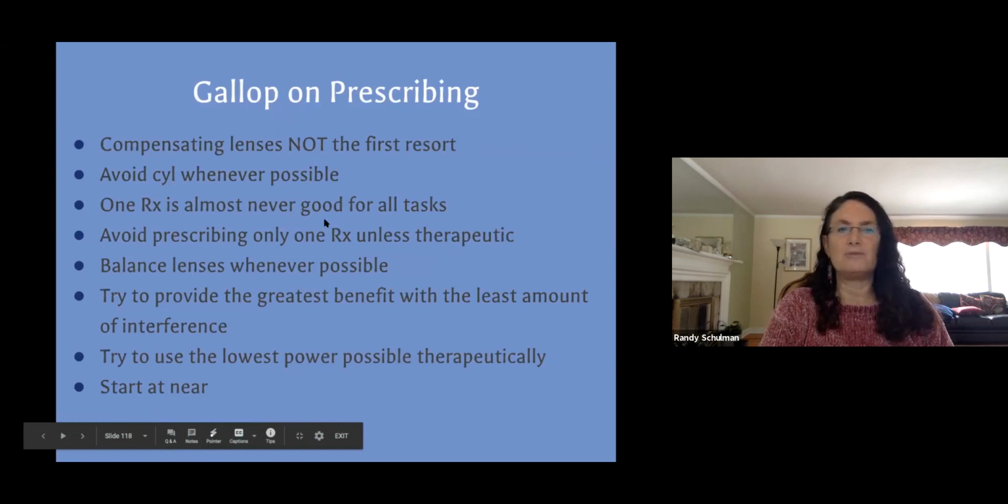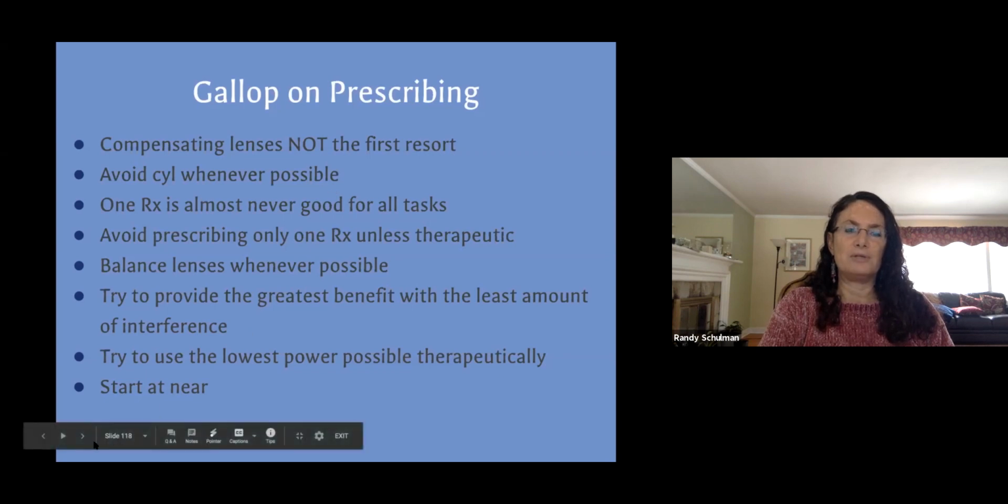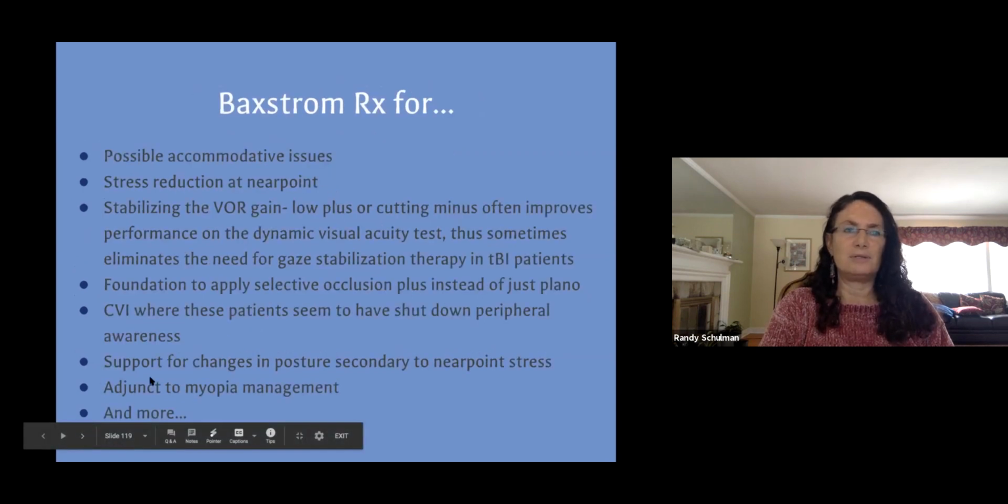He basically says avoid SIL whenever possible. One prescription is almost never good for all tasks. Avoid prescribing one prescription unless it's therapeutic, and balance lenses whenever possible. And then try to use the lowest power, start at near, pretty much all similar.